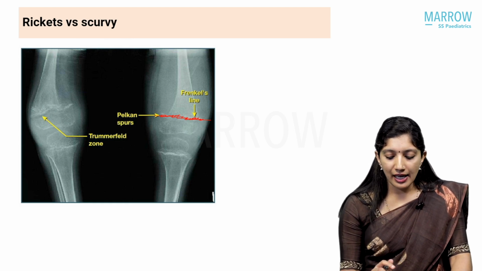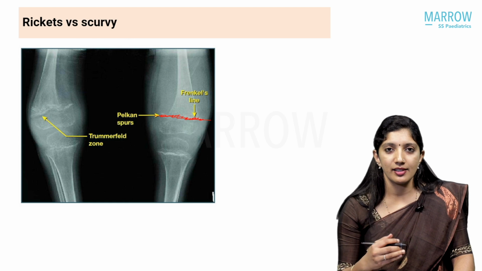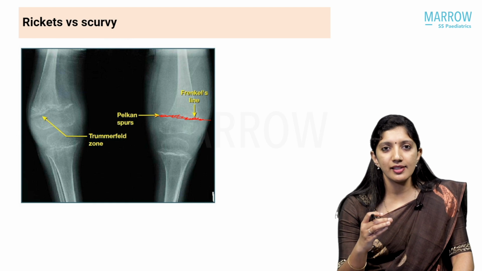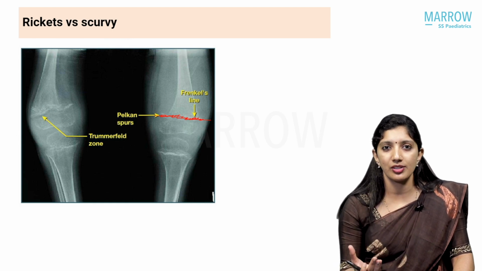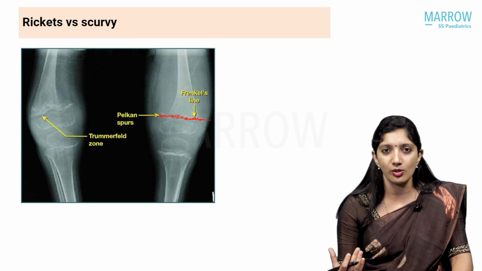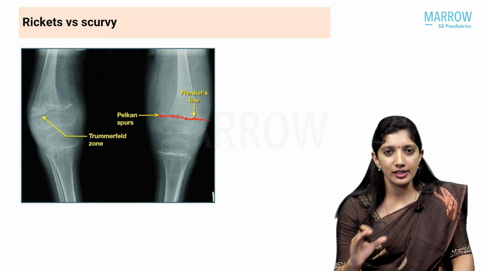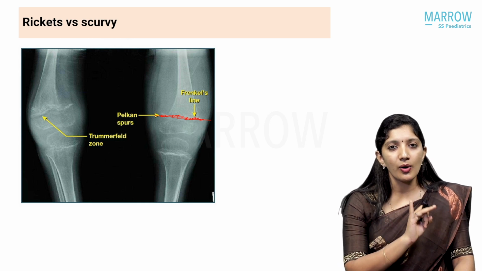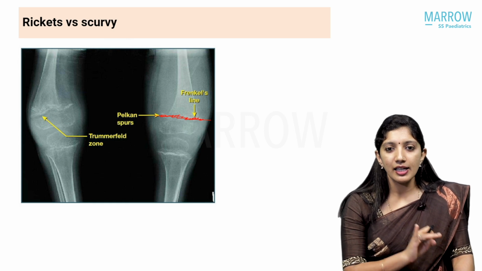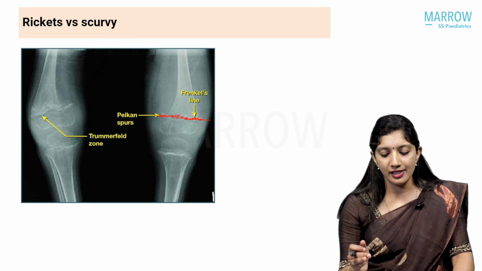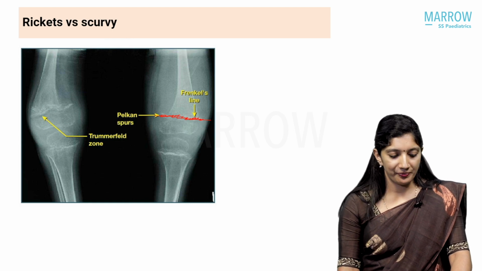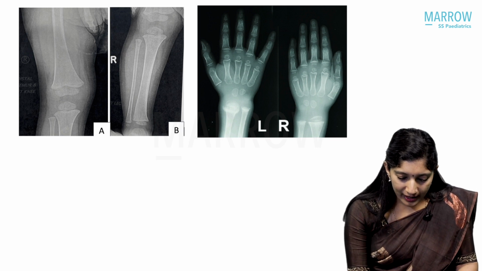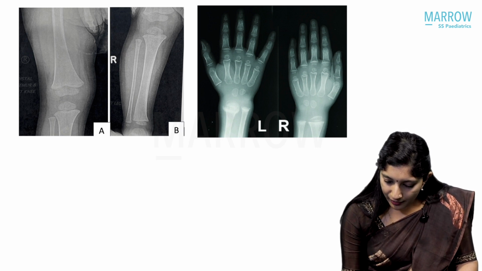So the major difference is that there will be no widening of the physis in scurvy, because the widening of the physis in rickets is due to excessive osteoid deposition. Here osteoid is the defective part, so there is no excess osteoid, so widening of the physis is not there. That is one major difference. And second, in rickets there is loss of the normal zone of provisional calcification, whereas here there is a dense zone of provisional calcification called the Frenkel's line. So you can appreciate the differences from here. There is no widening of the physis, whereas here there is widening of the physis.